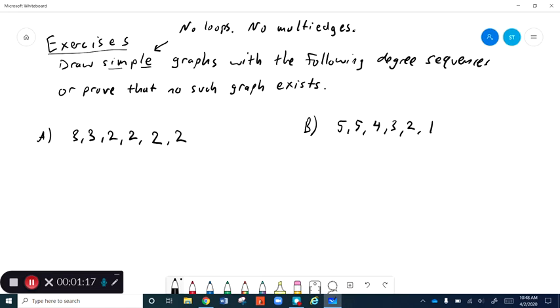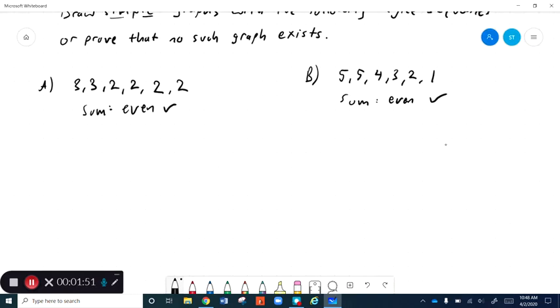So the first thing you should do is check the sum. Check the degree sum to make sure that it's an even number, because if it's odd, then it's right out. This is fine because we've got 6 and then 8, so that's even. This one, we've got 10, 14, 20, that's even, so that's fine. So neither of them is as simple as saying that the sum is odd and therefore it violates the handshake theorem. So let's just jump right in and see if we can do these.